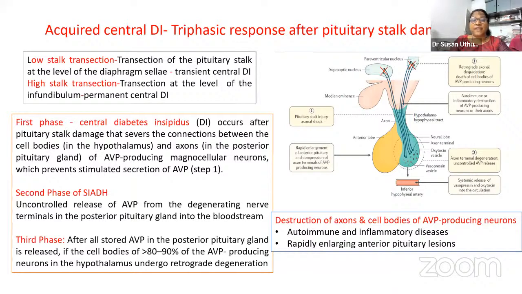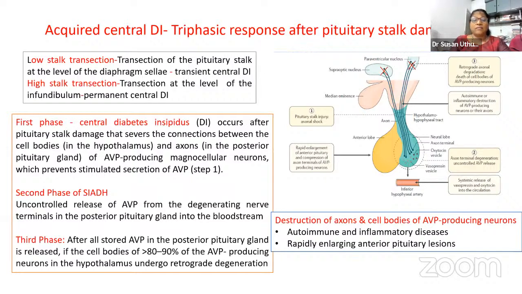In the first phase, it is actually an axonal shock phase, when that connection is severed, which prevents the stimulated release of AVP. And that is the phase when the diabetes insipidus will set in. And in the second phase, there is uncontrolled release because of the axon terminal degeneration that is happening. And that results in a syndrome of SIADH.